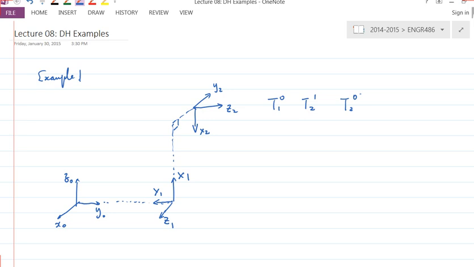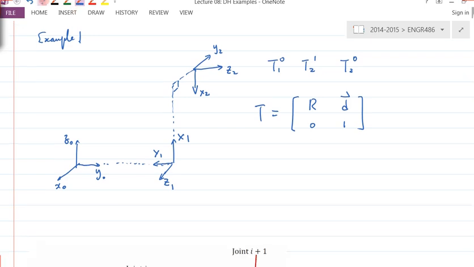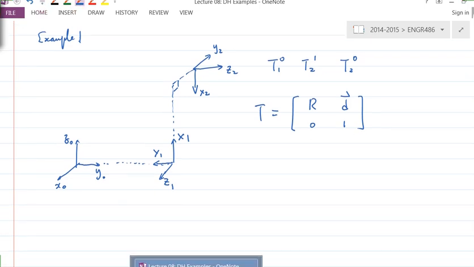So to write this homogeneous transformation matrix, you just have to remember what it contains. It contains a 3x3 here. This is what? That's right. And then there is a 3x1 translation. So that's the guideline you need to stick to, right? So for this particular one here, what is T10?